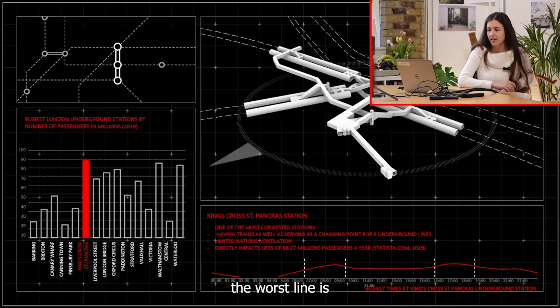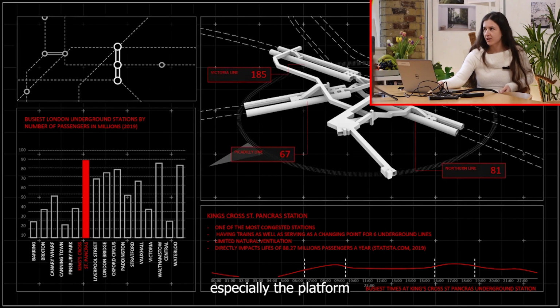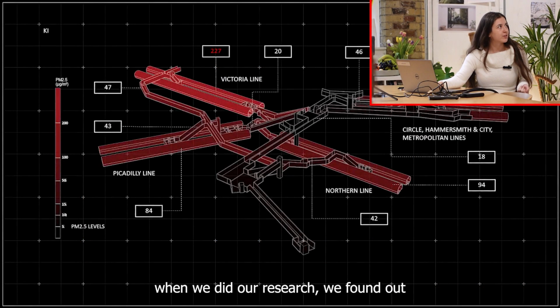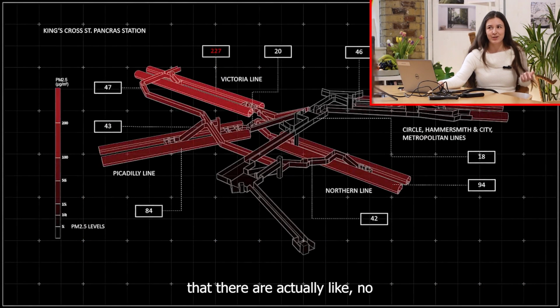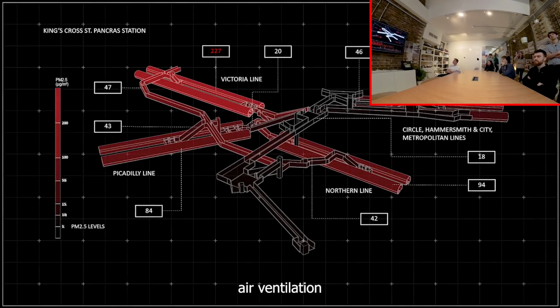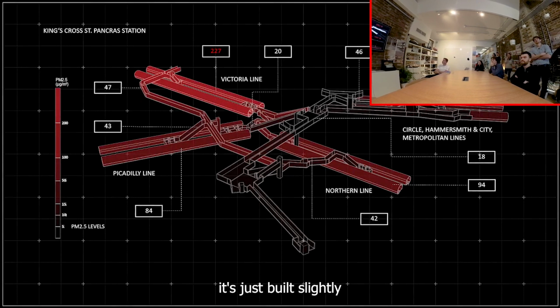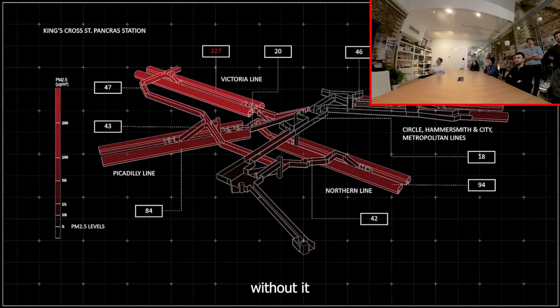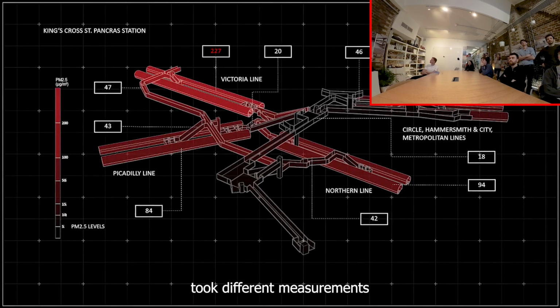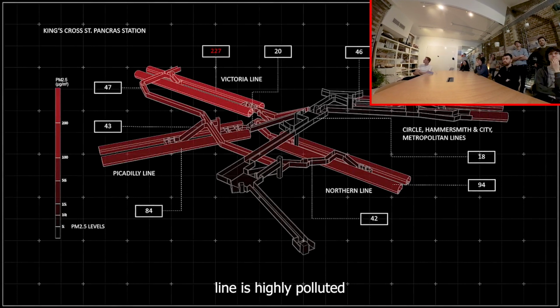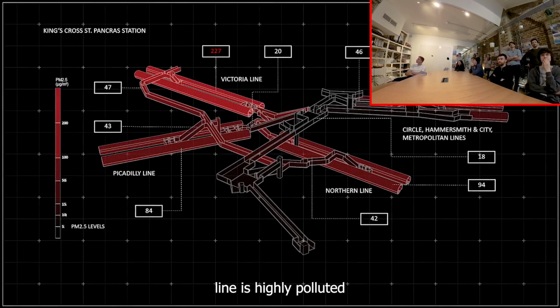The worst line is the Victoria line, especially the platform, because when we did our research, we found out that there are actually no air ventilation holes or anything. It's just built plainly without it. So we looked around the station, took different measurements, and really the Victoria line is highly polluted.